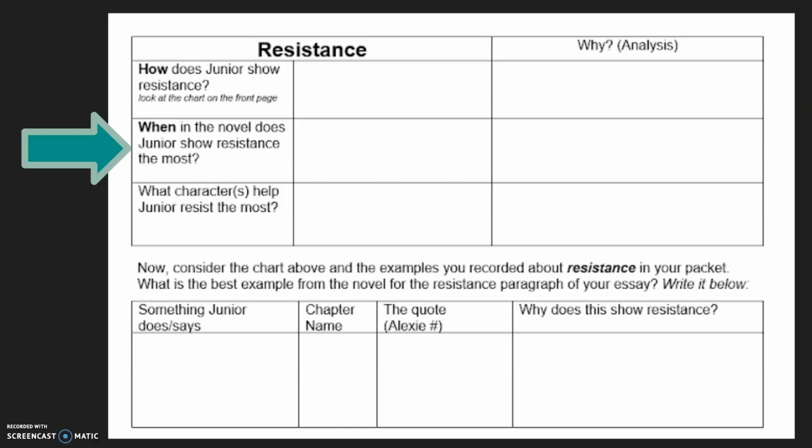Next, when in the novel does Junior show resistance the most? So I want you to think now of a specific example or an action that Junior does. What is it? How does it show resistance? And then explain why. Either why does it show resistance or why did Junior do it? If you need to take a moment to pause the video to figure out the how and the when, you can do that. You can even look at your note page and packet to help you out.